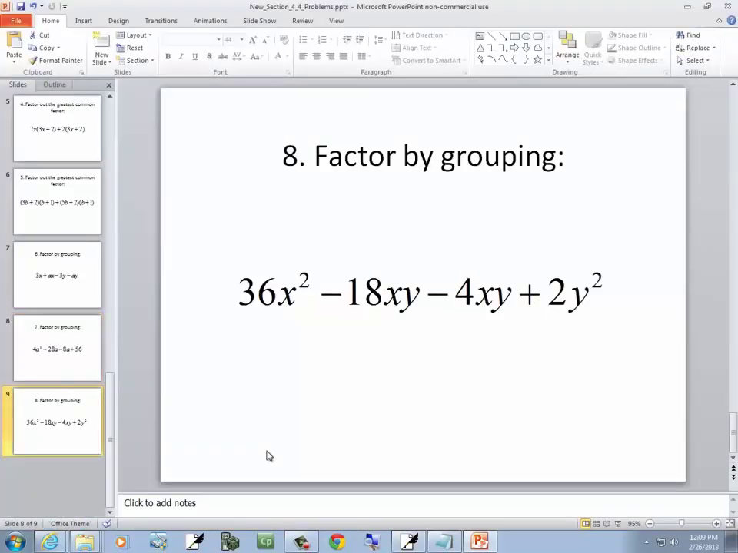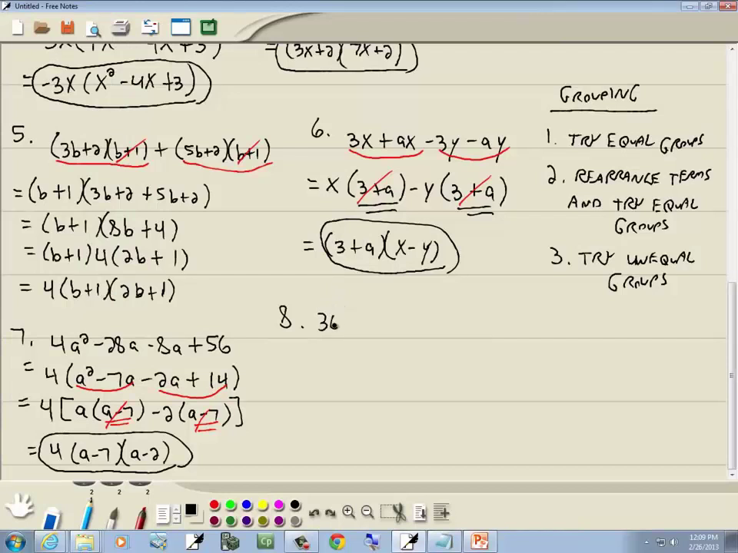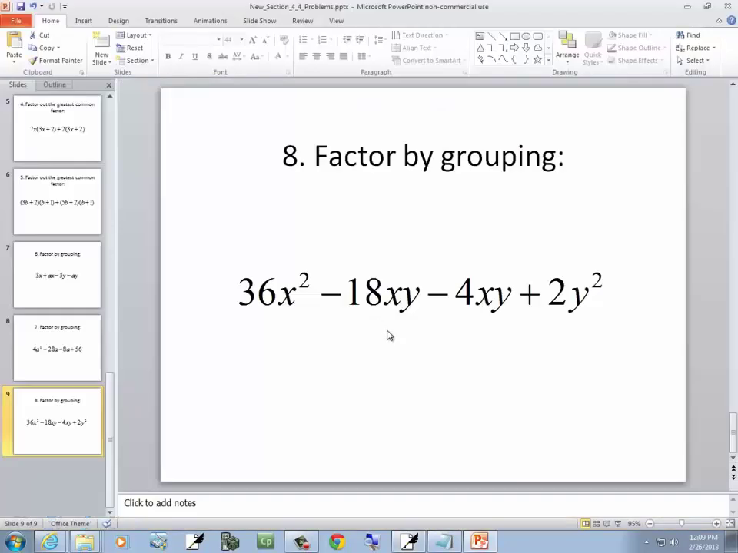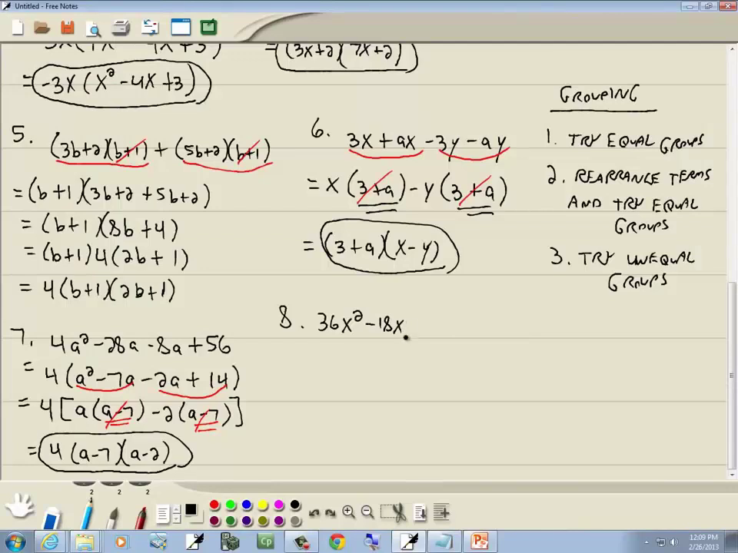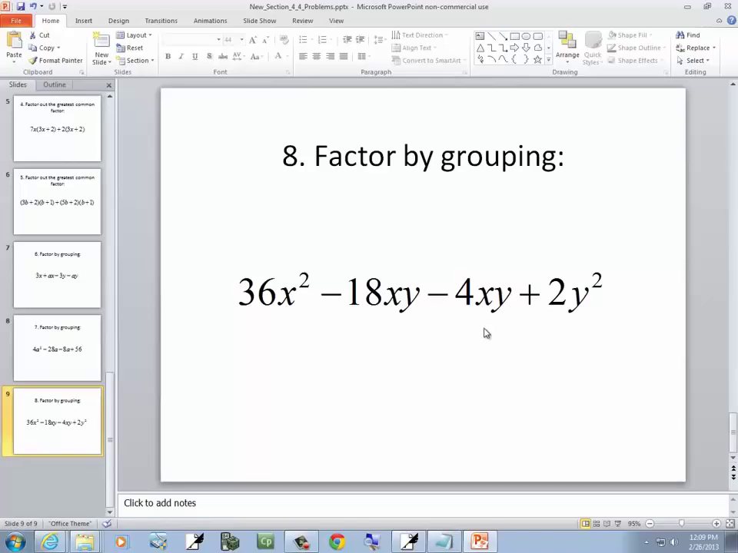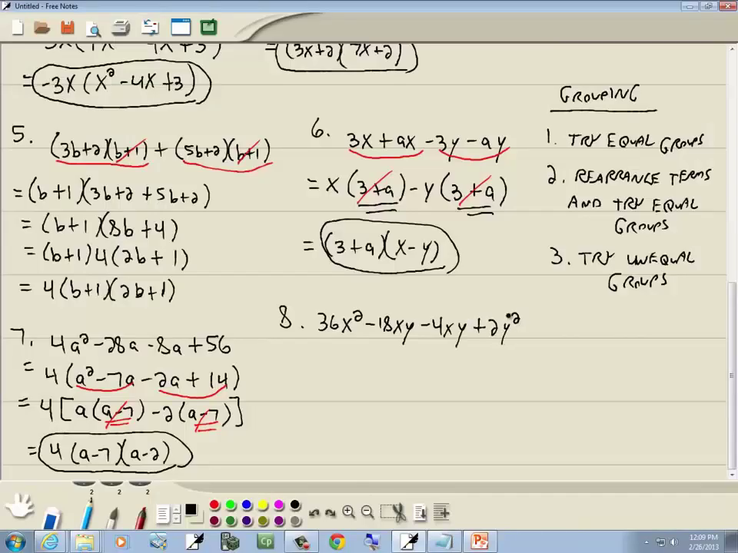Let's take a look at one more grouping one. We've got 36x squared minus 18xy minus 4xy plus 2y squared. Now GCF, they're all divisible by 2, and I think that's it. So I'll factor out a 2. 36 divided by 2 is 18, so we've got 18x squared, minus 18 divided by 2 is 9, so 9xy, minus 4 divided by 2 is 2, so 2xy, plus 2 divided by 2 is 1, so it drops away, and we've got y squared.